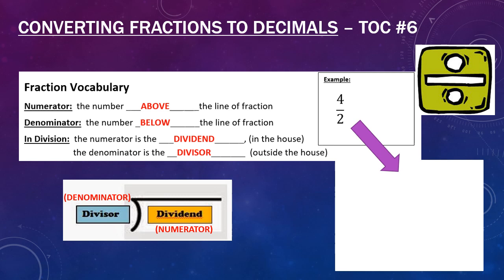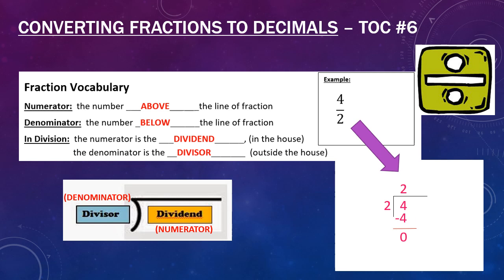So look at the example that's on your paper. We have 4 over 2. The 4 is the top dog, so he's going to go inside the house. And you can write this off to the right of your paper next to 4 halves. And then, of course, the 2 is the denominator. He goes outside the house because he's doing the division. If I were to divide 4 by 2, I would simply get 2, then subtract, and my answer is 0.